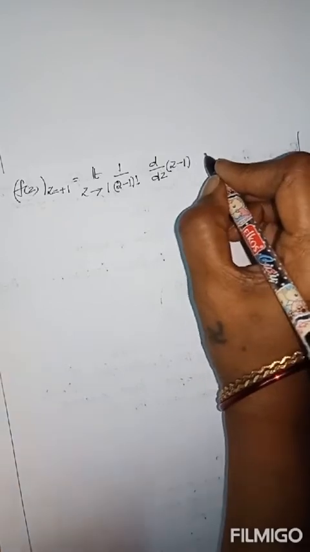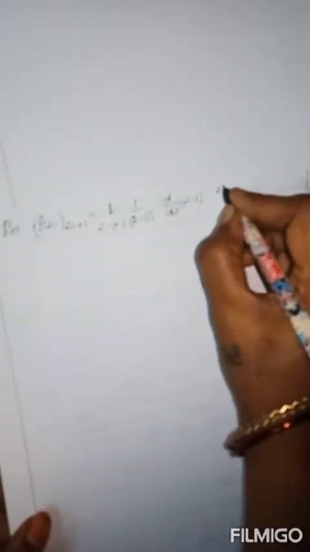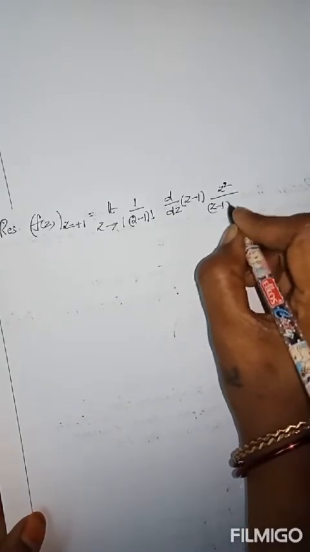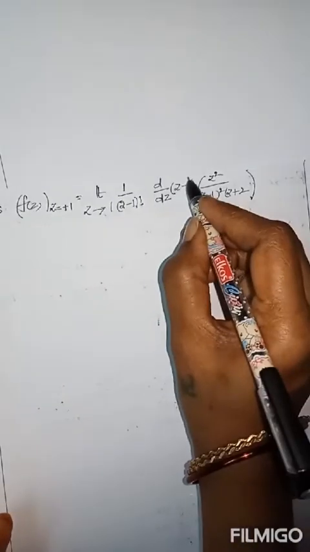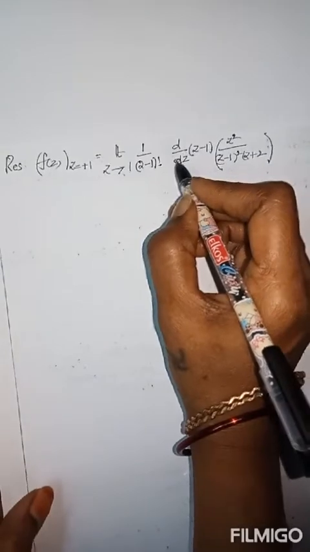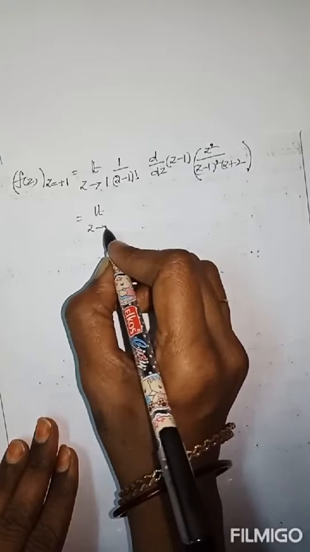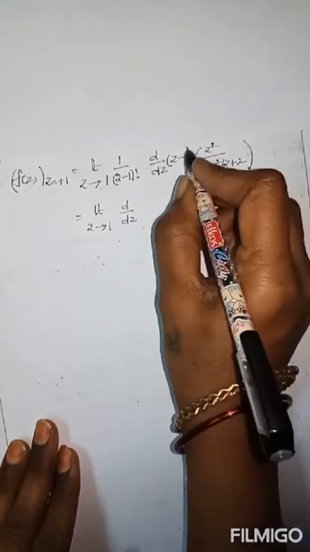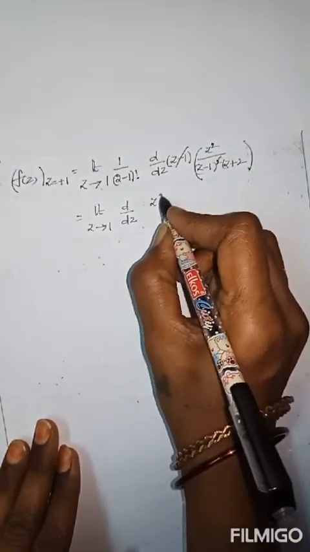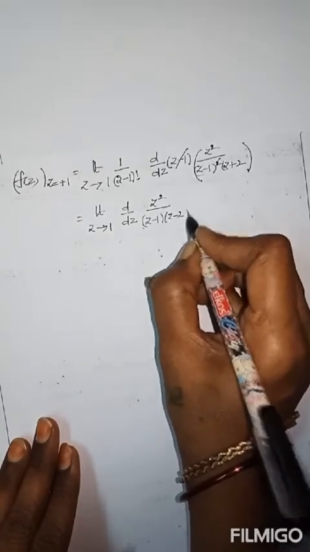Here f(z) is nothing but the function z squared by (z minus 1) whole squared times (z plus 2). Now after simplification we have to differentiate this one and then apply the limit. Limit as z tends to 1. Next, d by dz of this, after the factors get cancelled, z squared by (z plus 2).